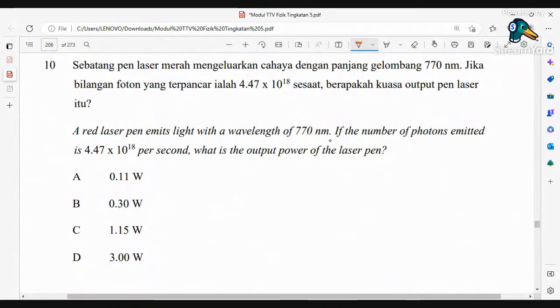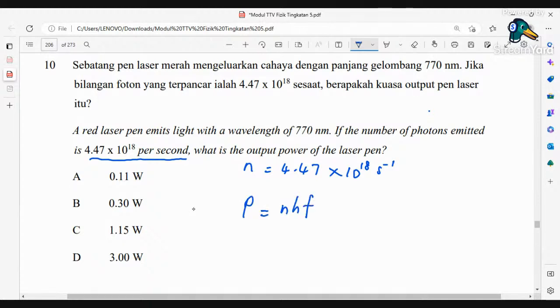Number 10. A red laser pen emits light of wavelength 770 nanometer. If the number of photons emitted is 4.47 times 10 power 18 per second, what is the power output of the laser pen? The formula for power is N h f. But frequency is not given, so we use frequency equals to c divided by lambda, from the formula v equals to f lambda. In this case, v equals to speed of light, so c. So we get f equals to c divided by lambda, so N h c divided by lambda.